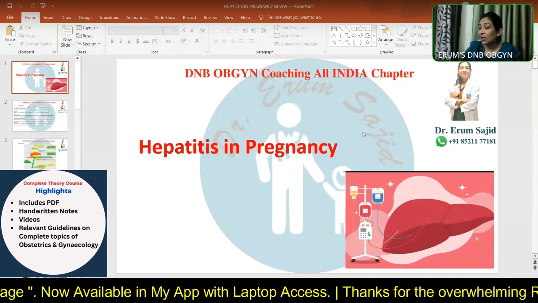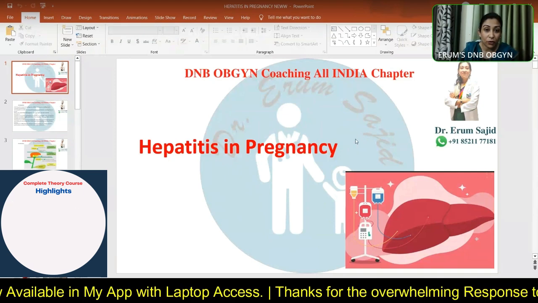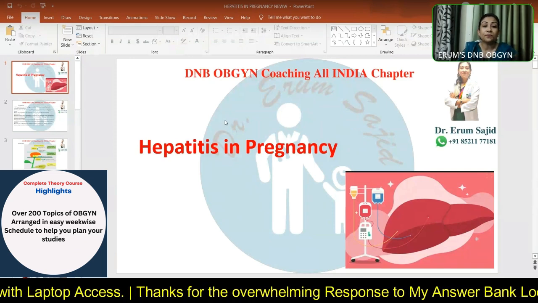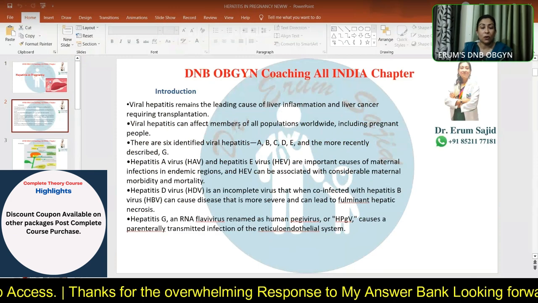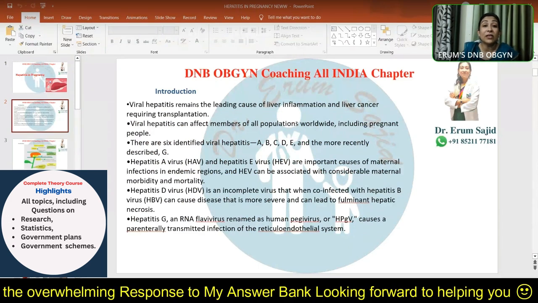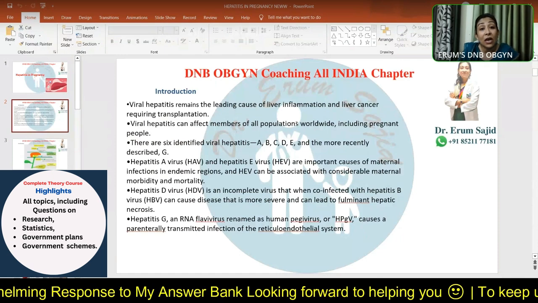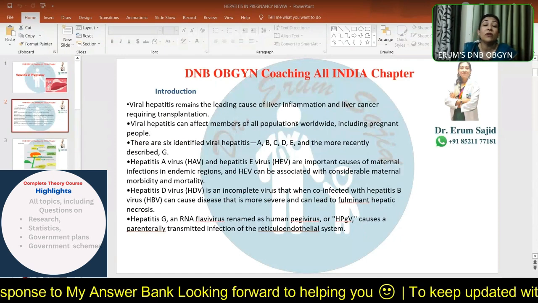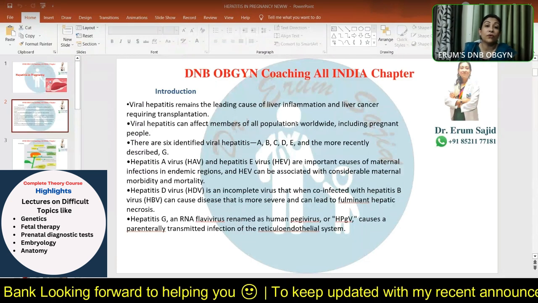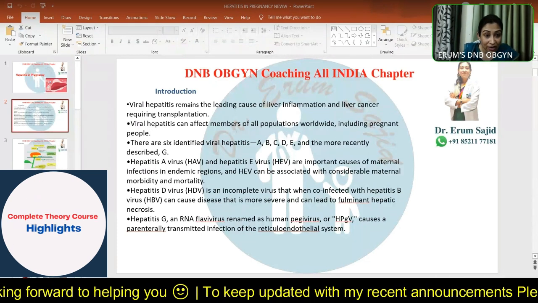So today we're going to be dealing with hepatitis in pregnancy. I have brought for you those things which are important for your exams. Let's begin with a little bit of introduction about hepatitis. This remains the leading cause of liver inflammation and liver cancer. It might even reach a stage of liver transplantation, because that is the morbidity of liver disease in pregnancy especially.